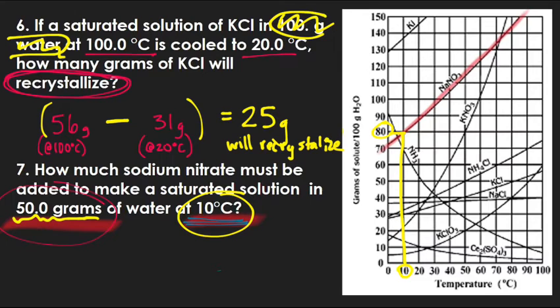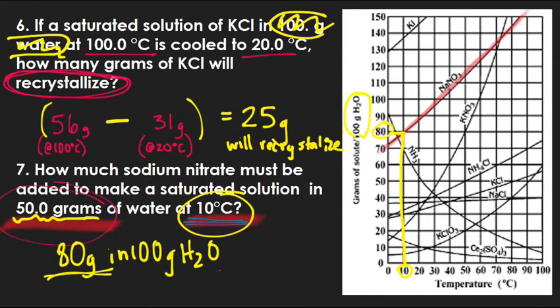But I need to remember that that is telling me there that 80 grams of my solute will dissolve in 100 grams of water, because I was pulling that 80 number off of my chart where I have 100 grams of water. So now that I'm pulling it back to try and answer question number 7, I don't want 100 grams of water. I'm dealing with 50 grams.